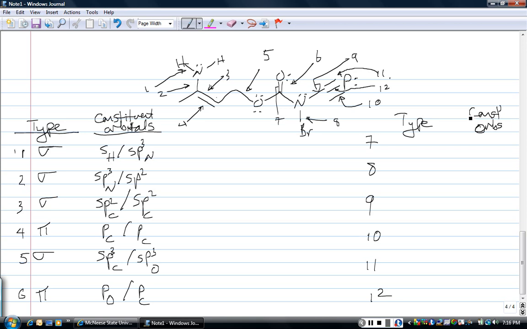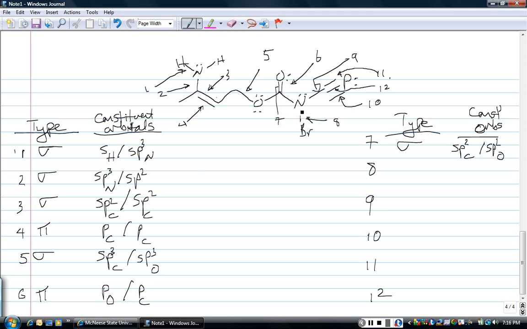Okay, and just checking my time here. This will be the last thing we do. So 7, what do we go with for 7? We said 6 was pi, therefore 7 has to be sigma. This will be sigma, and 7 is made up of the sp2 of carbon and the sp2 of O, because these are both sp2 hybridized. So the sp2 of carbon and the sp2 of oxygen.